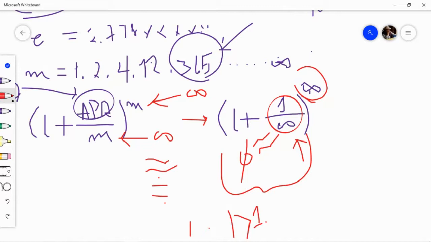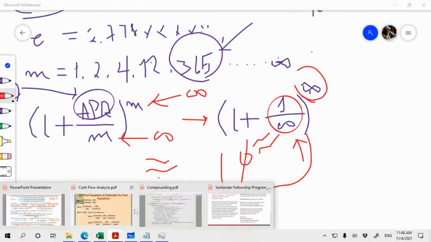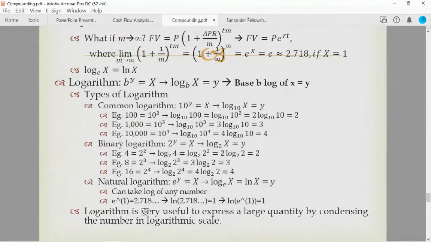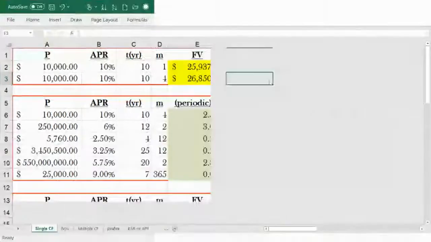Now, some students might say it will be infinity. No, it's not infinity. If it were something like 1.05, raised to infinity, it would be infinity. But this is insignificantly greater than 1, and raised to infinity it's going to come to something like 2.718, just rounded. That's why I use this roughly equivalent sign. But why? How did it come to that? Let me show you here.